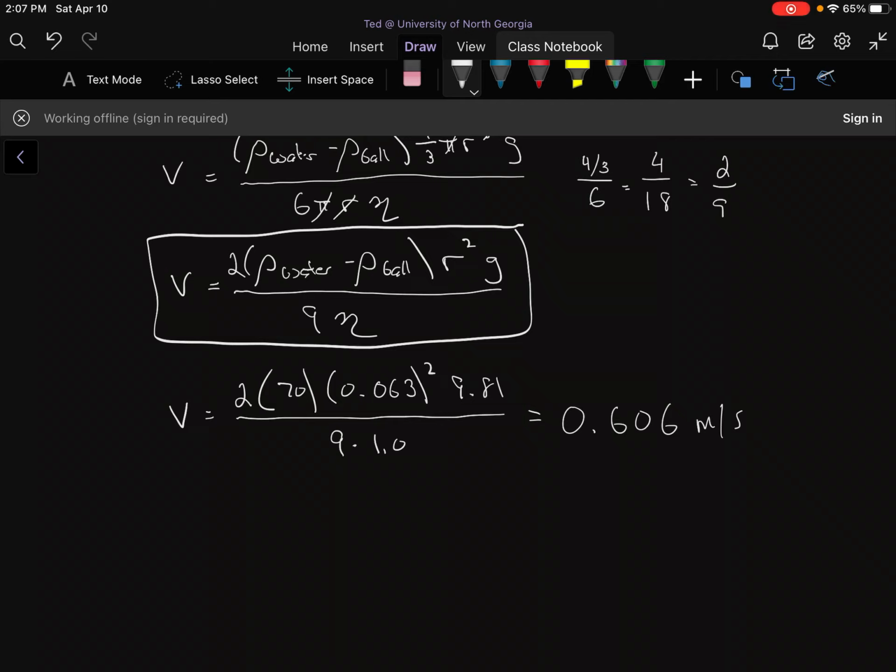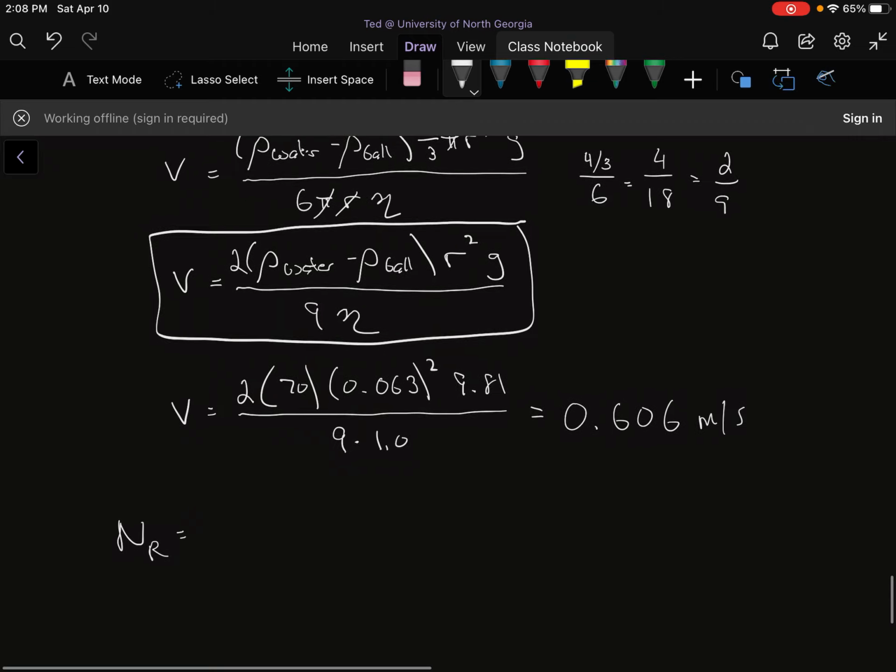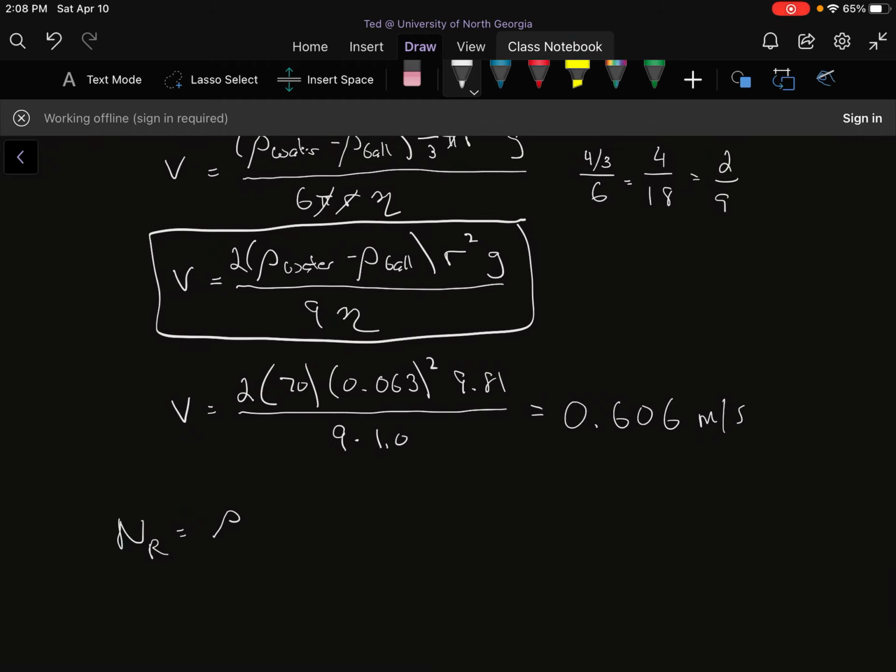Okay, so now I'd like to know what the Reynolds number is. The reason I want to know is because this is only valid if the Reynolds number is low. If the Reynolds number is high, then we'll have turbulent flow and this equation won't really work. So I need to check whether this is a valid answer. To find the Reynolds number, we need the density of the fluid times the velocity times the diameter divided by the viscosity of the fluid.